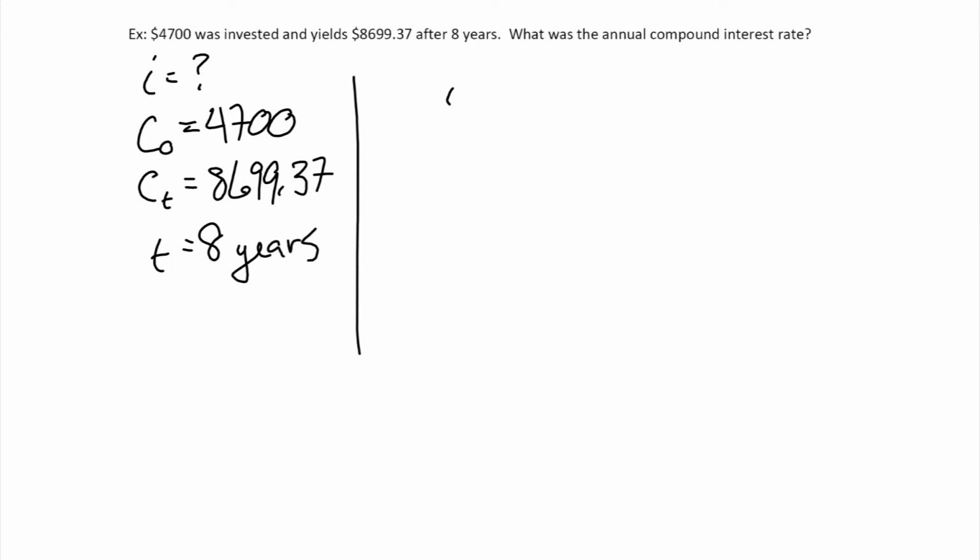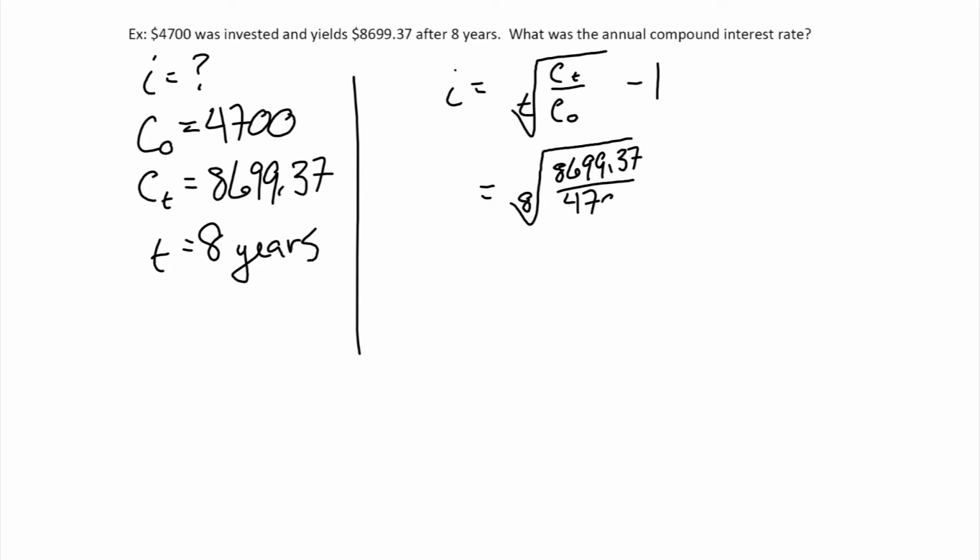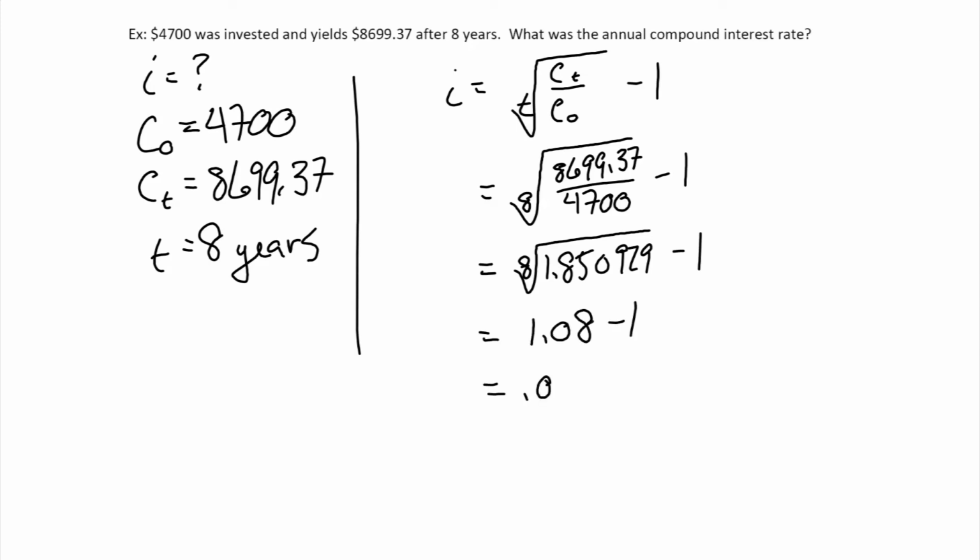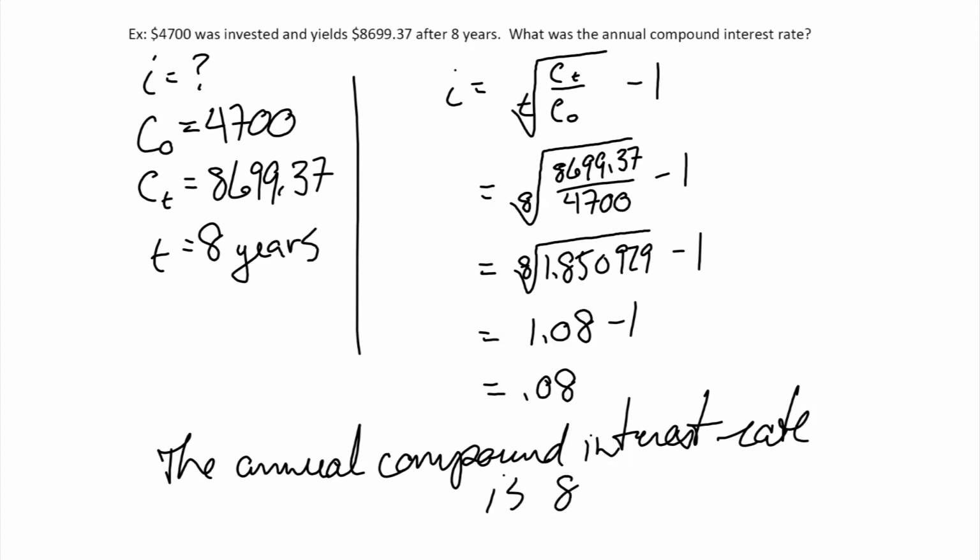We'll use the equation we've been given. i is equal to the t-th root of the final value, or the accumulated capital, divided by the initial value, and subtracting 1. So that's the 8th root, in this case, of $8,699.37 divided by $4,700, minus 1, which is equal to the 8th root of 1.850929 minus 1, which is equal to 1.08 minus 1, which is equal to 0.08, or 8%. So the annual compound interest rate is 8%.